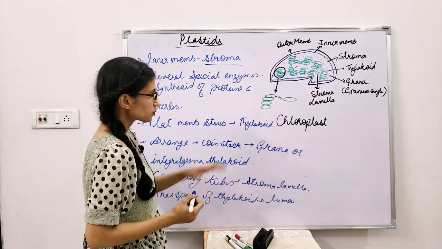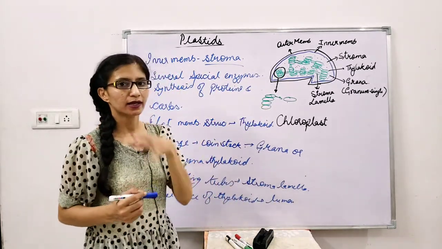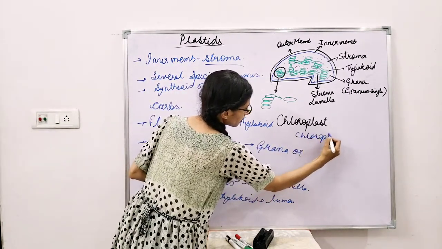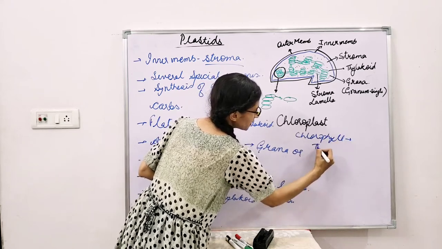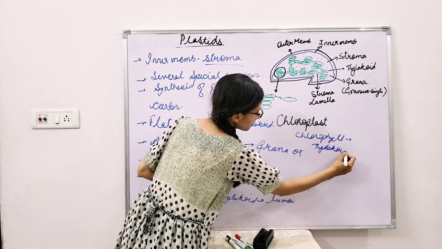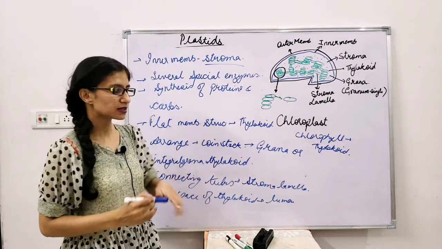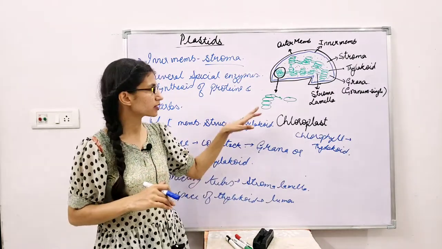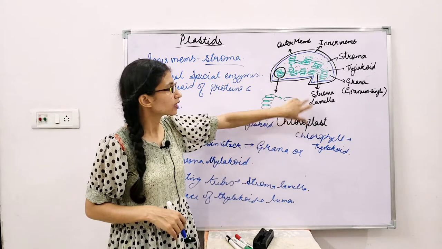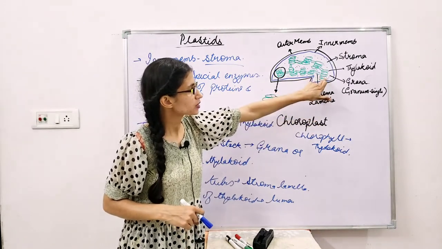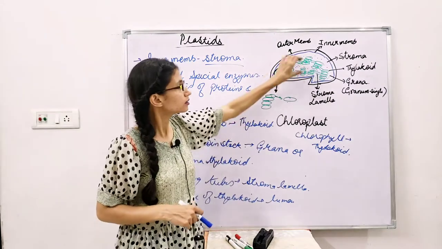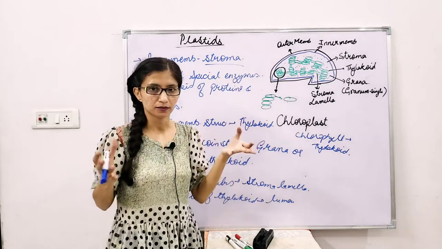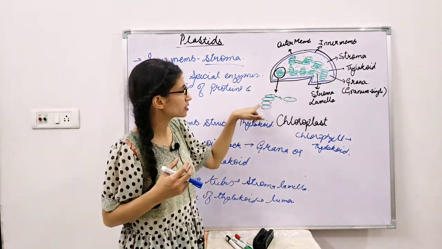One last point is that thylakoid contains your chlorophyll. So where chlorophyll is present, it is present in the thylakoid. Yes, we have covered all the things over here. I have explained the diagram very well. This connecting channel is called stroma lamella. The whole stack is called grana, and the single one is called a granum.